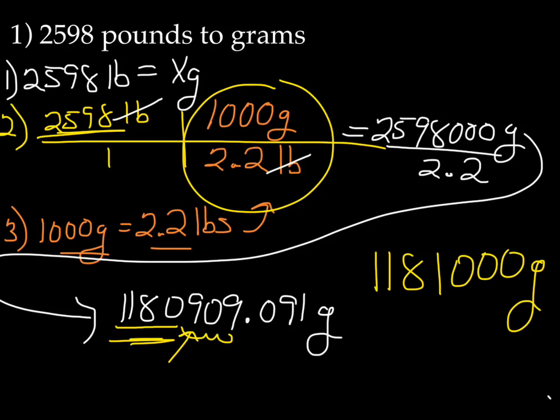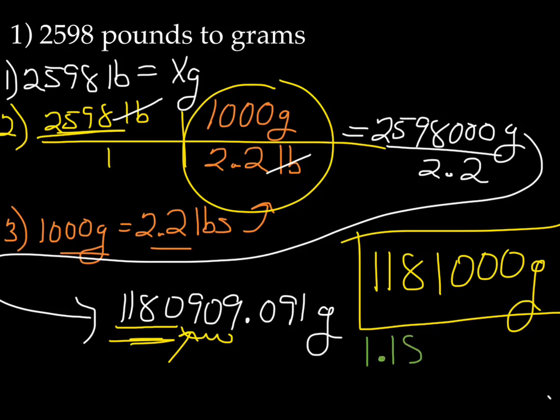So there's our final answer in standard notation. In scientific notation, we have to have 1.181 times 10 to the, how many times did we move the decimal to get it there? 10 to the 6th. And because the number in yellow is bigger than 1, it's a positive exponent. So that's our answer in scientific notation.